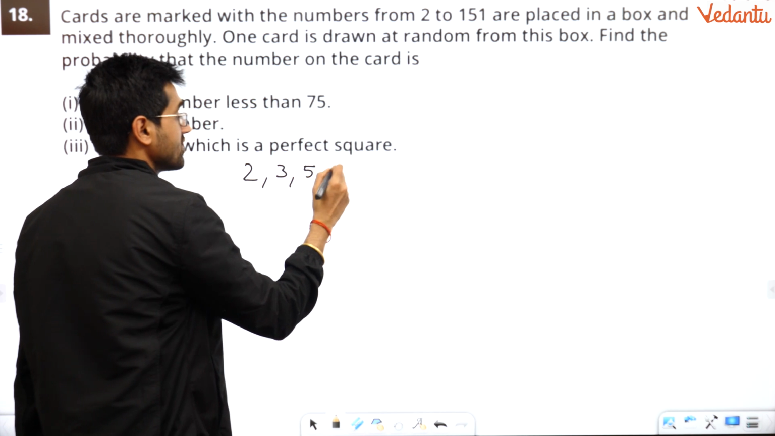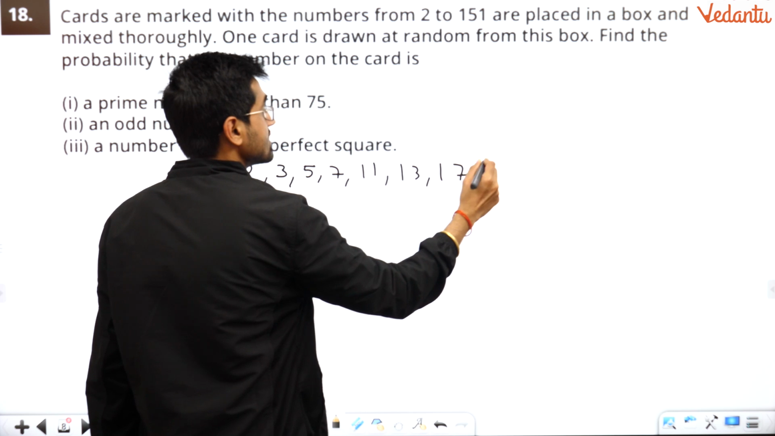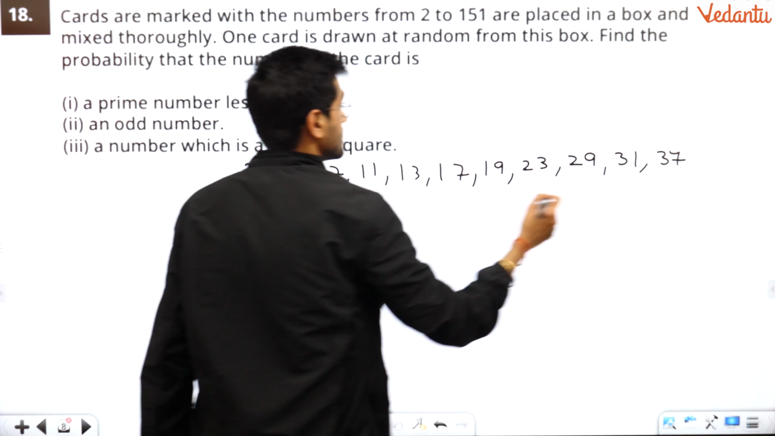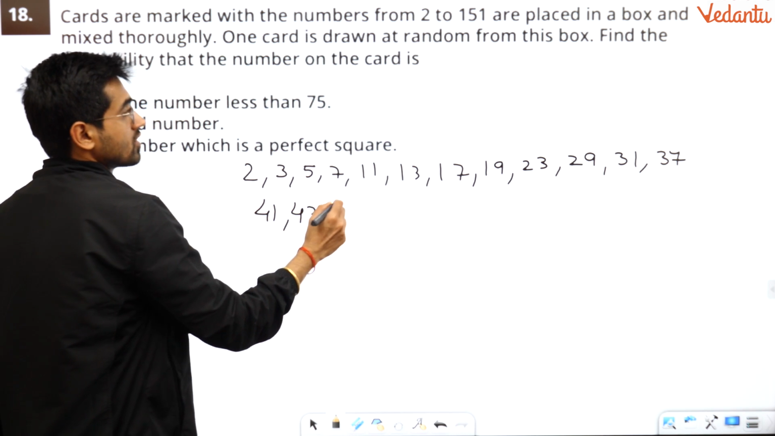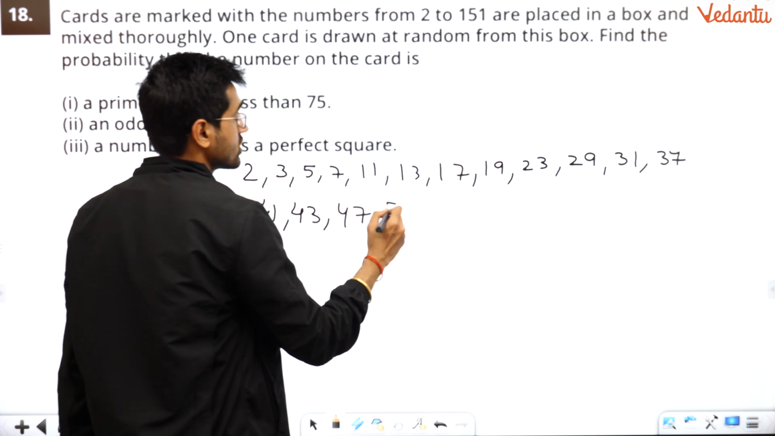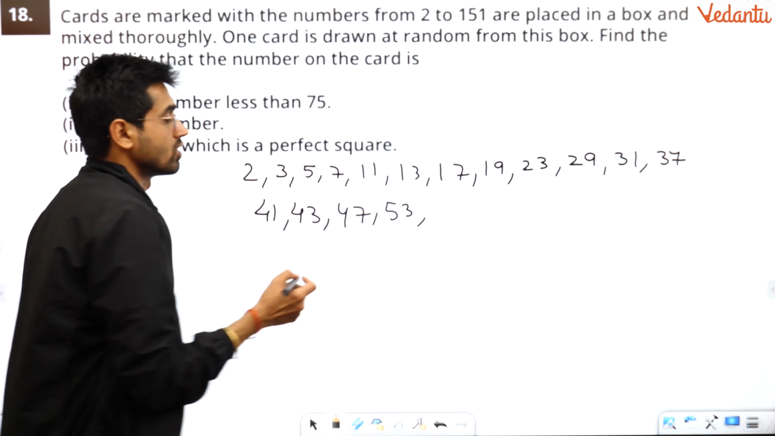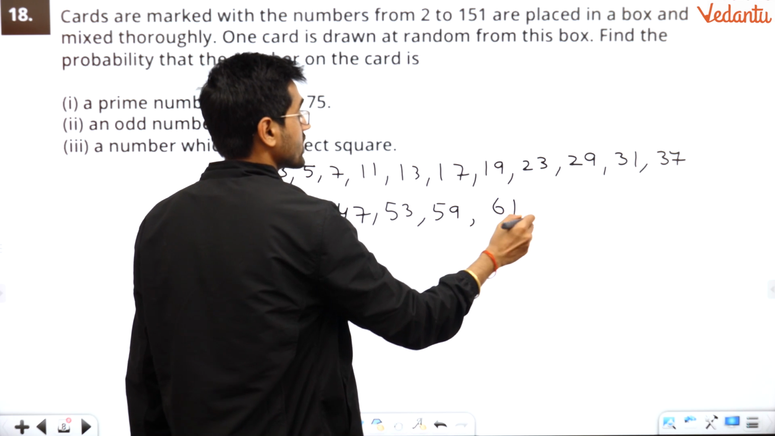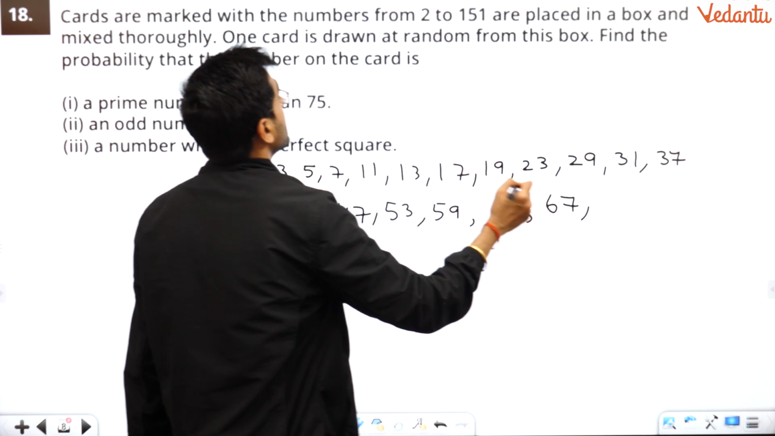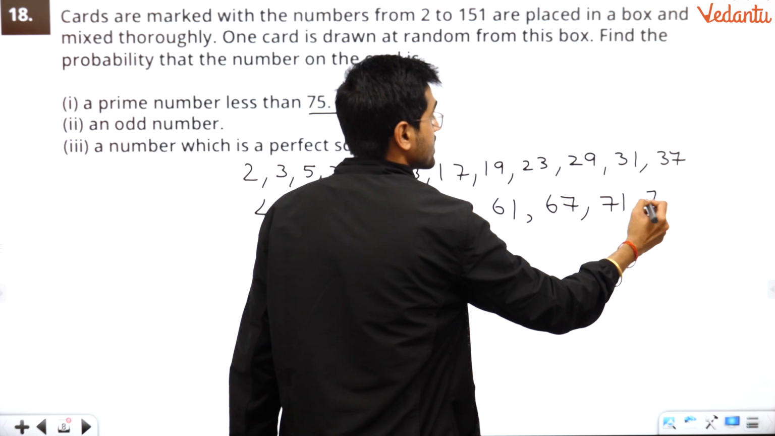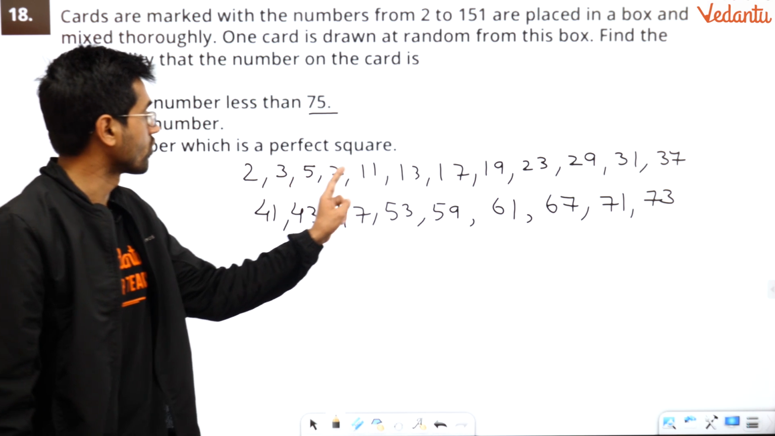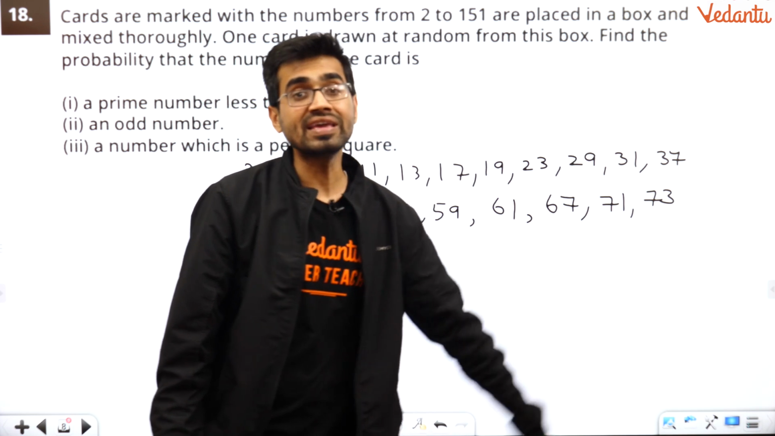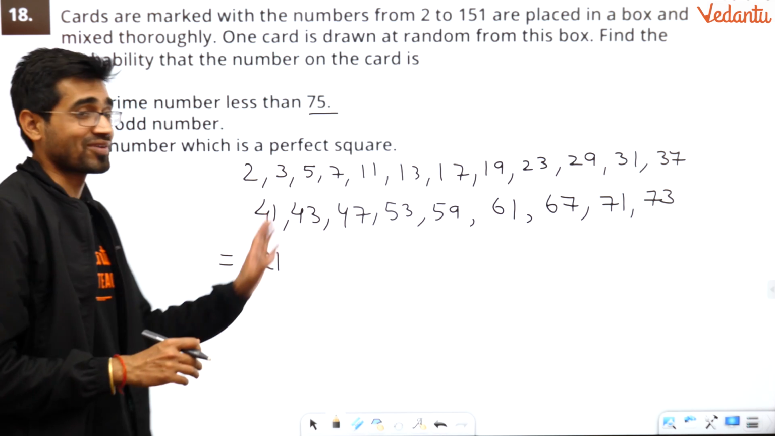Okay. 2, 3, 5, 7, 11, 13, 17, 19, 23, 29, 31, 37, then 41, 43, 47, 51 is also not, 53, 55 no, 57 is divisible, 59, 61, 63 no, 65, 67, okay, I have to go till 75, it's a very long question, 71, 73, stop, count the numbers, 1, 2, 3, 4, 5, 6, 7, 8, 9, 10, 11, 12, 13, 14, 15, 16, 17, 18, 19, 20, 21. I hope I have counted this one correct.